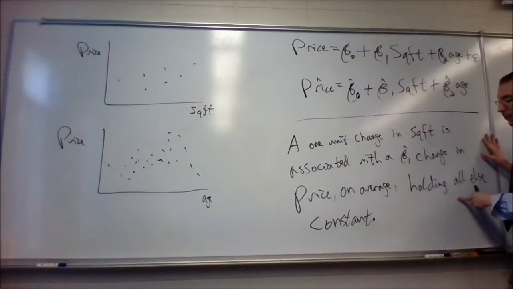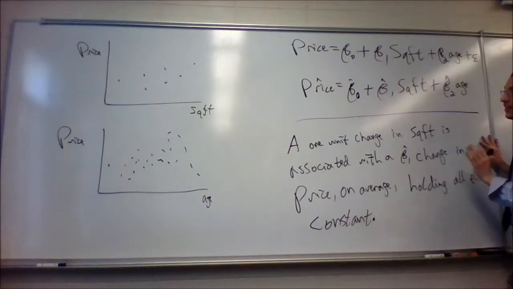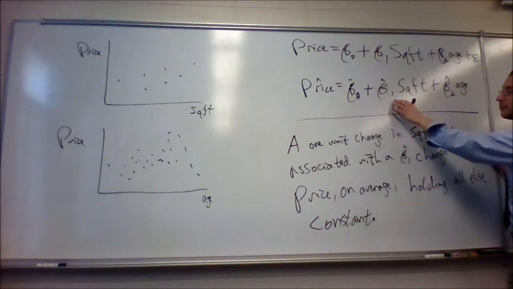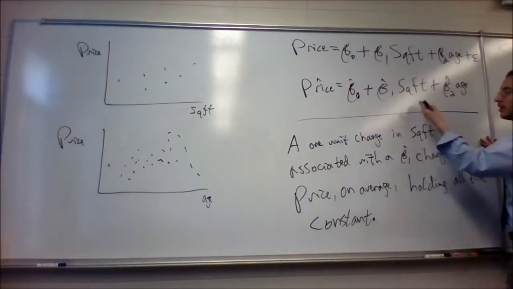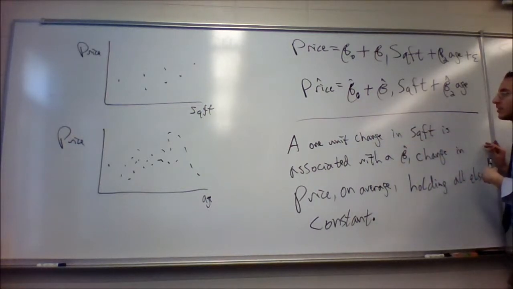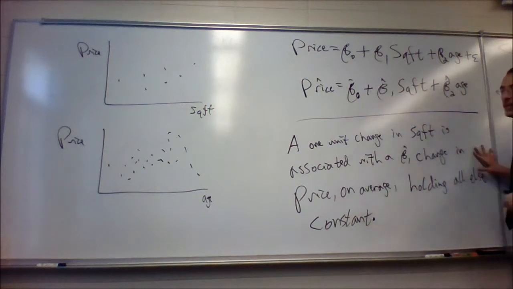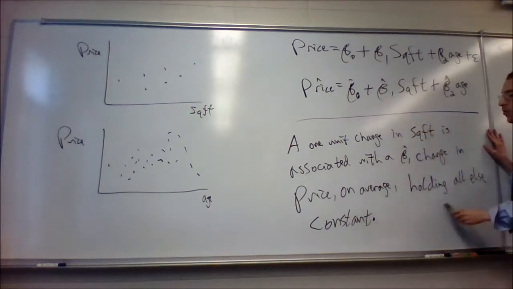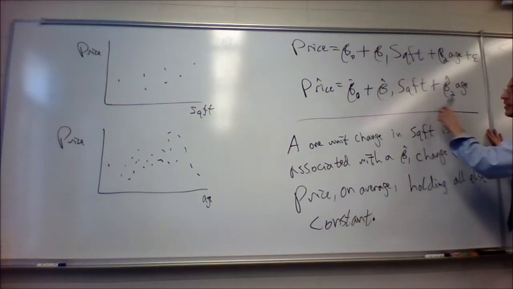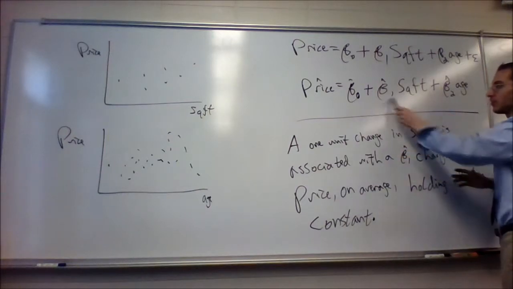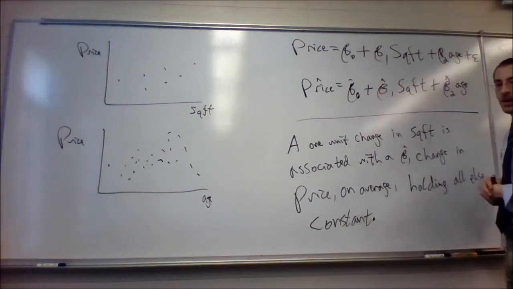So I will take off points if holding all else constant is not used, because it completely changes the meaning if you don't say it. If I try to interpret this as a beta 1 unit change in price, on average for every square feet change, then that implies that, well, age might be changing too. And then that would affect what beta 1 is. So that's why I have to say holding all else constant. These things might be related. We're predicting price using square feet and age at the same time. So if I want to interpret these things, I have to say holding all else constant.